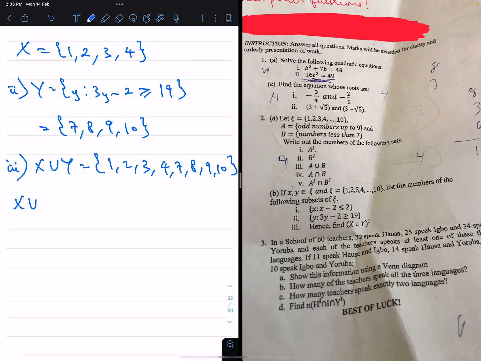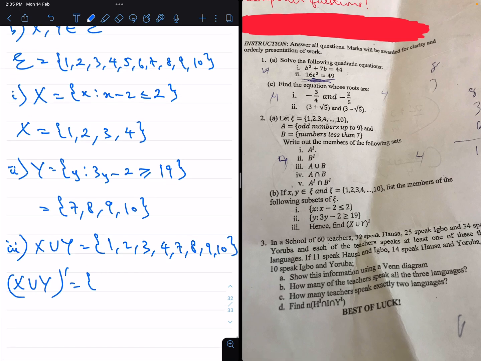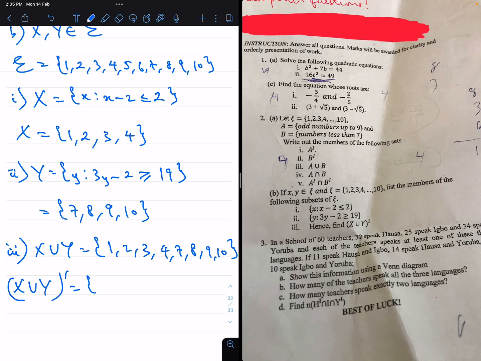So the complement of x union y will be the elements that are in the universal set but not in x union y. 1 is in x union y, it's also in the universal set E. 2 is in x union y, it's also in the universal set E. 3 is in x union y, it's also in the universal set E. 4 is in x union y, it's also in the universal set E. 7, 8, 9 and 10 are in x union y, and also in the universal set E.